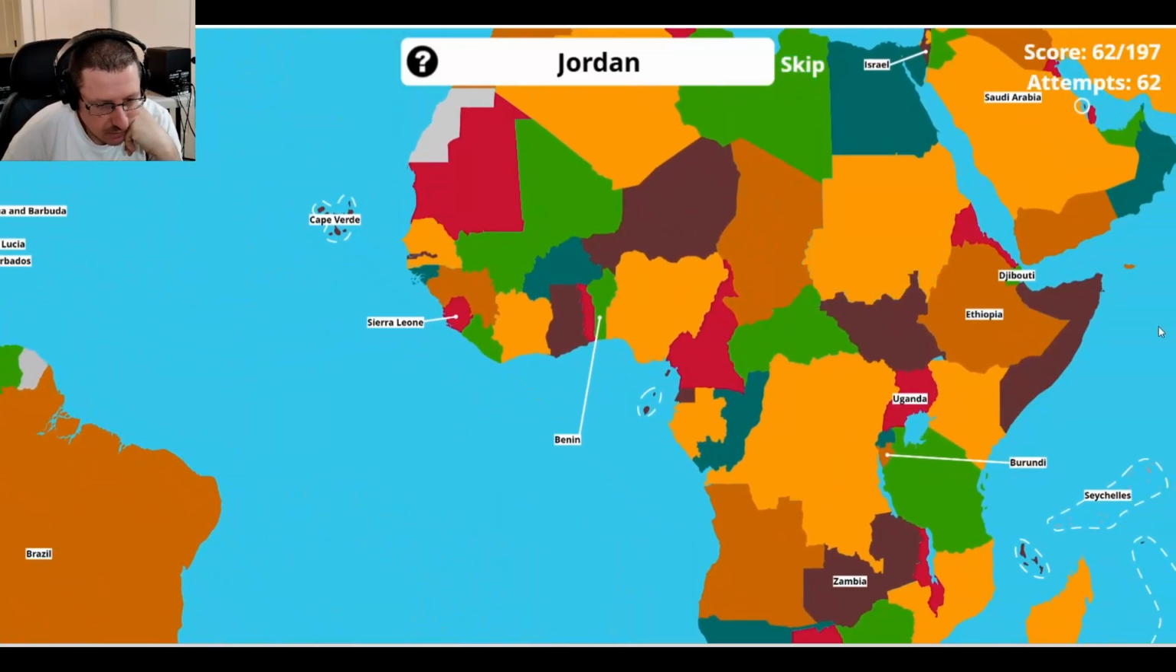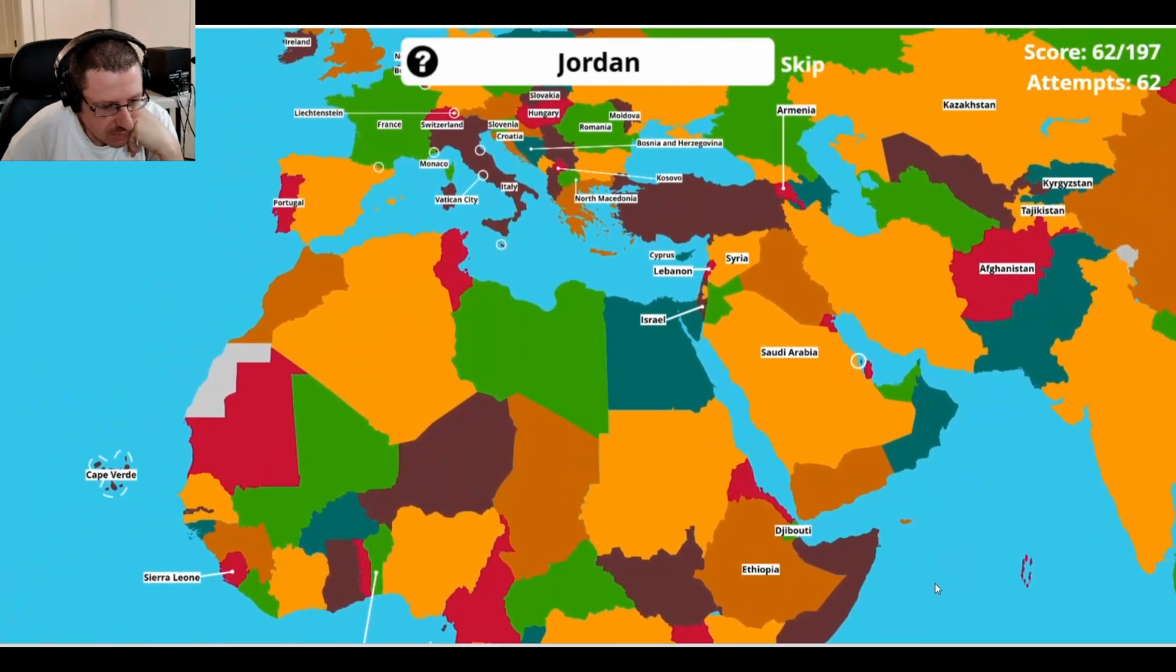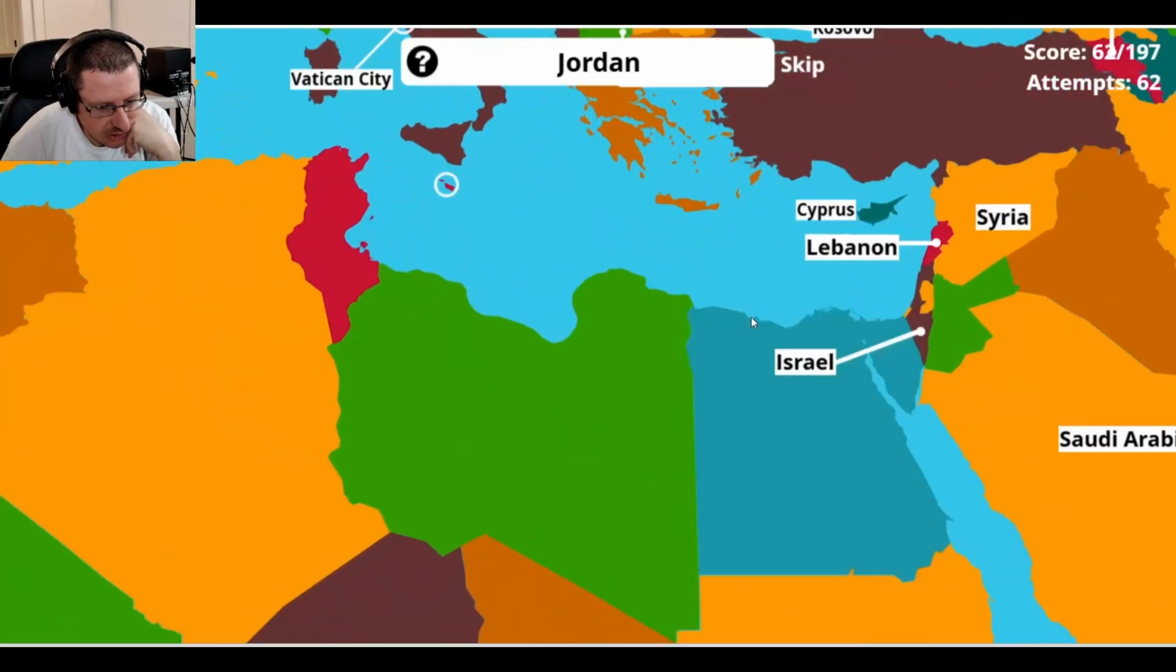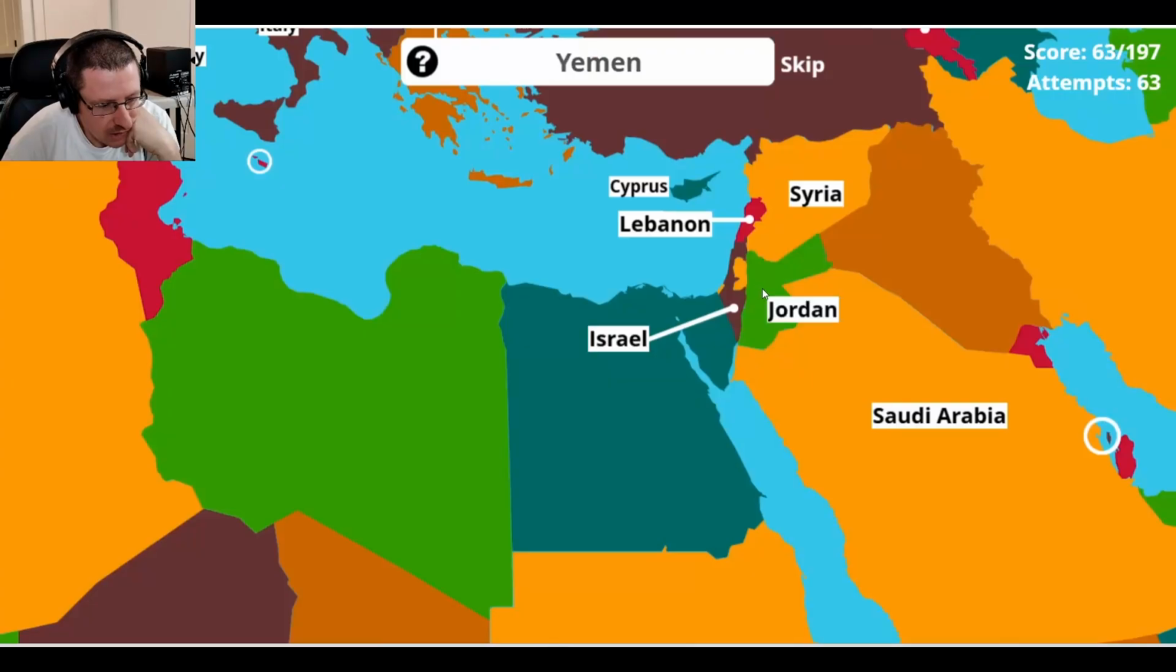Jordan. Jordan's in the Middle East, so let's go to the Middle East. Jordan's this chunk of land right here, and that's where the Dead Sea is. I think the Dead Sea is right here, on the border of Israel and Jordan.